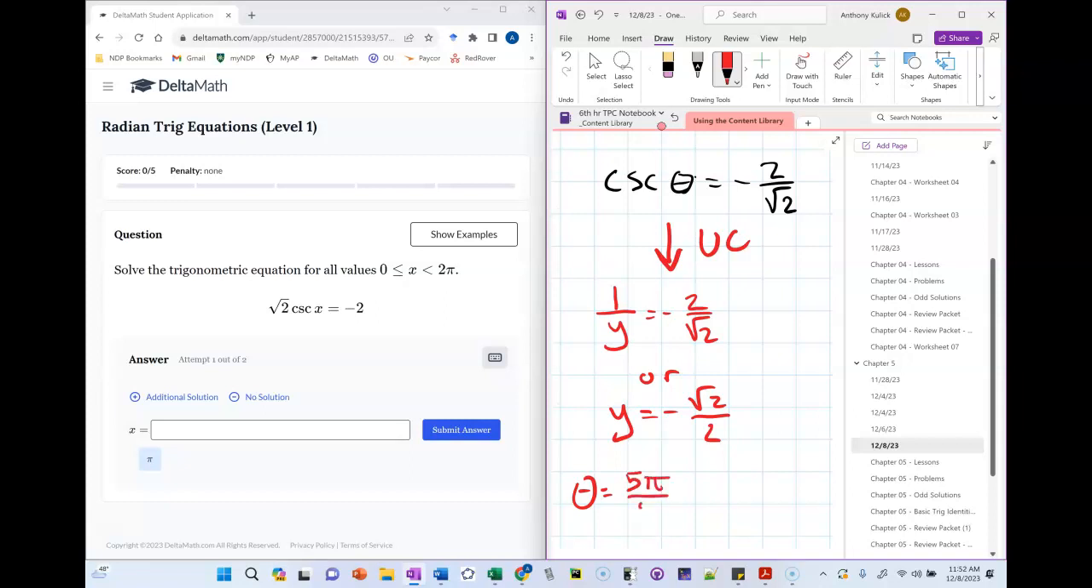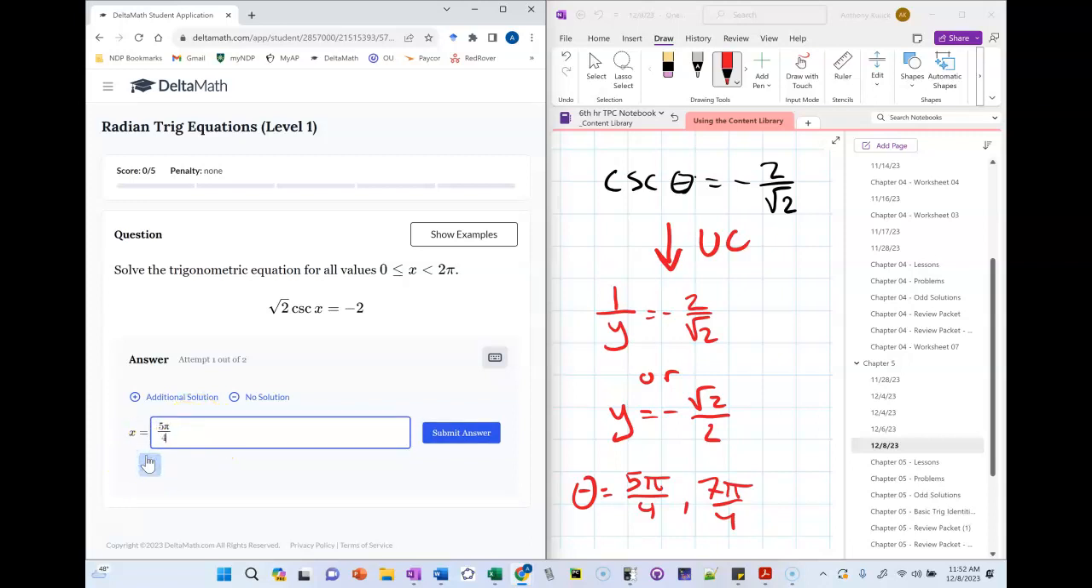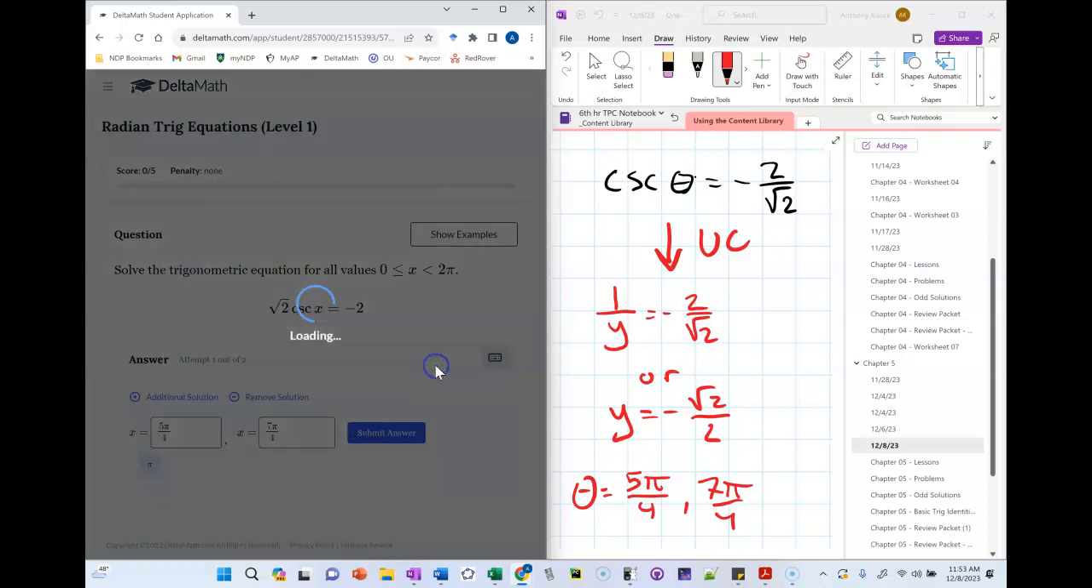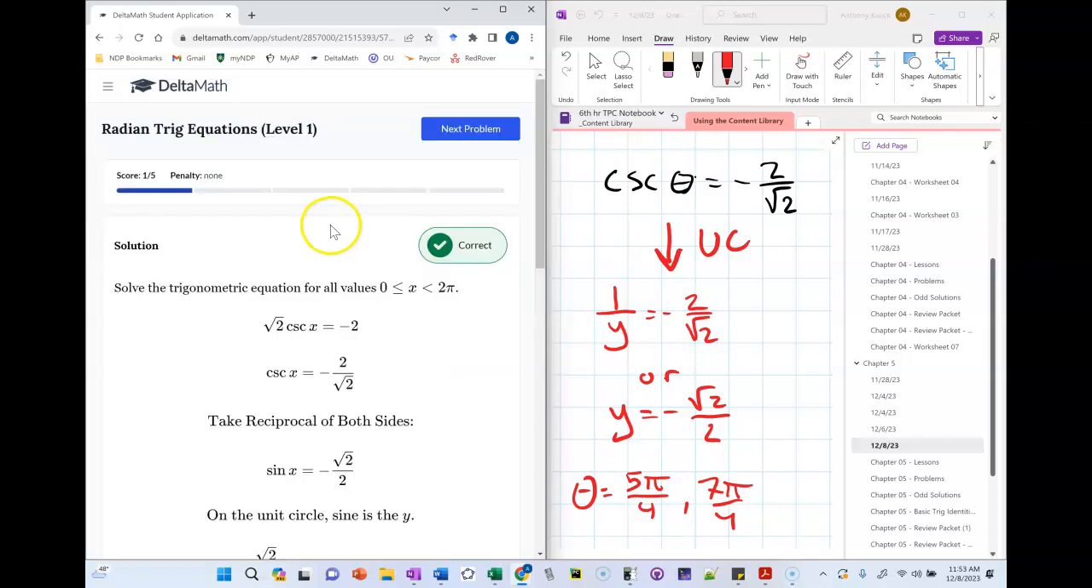5 pi over 4 and 7 pi over 4. So into my Delta Math, I'm going to do 5 pi over 4, and I'll hit a comma. It'll give me a space to put a second answer. Every time I press comma, it'll give me another space for an answer. So 5 pi over 4, 7 pi over 4, I hit yes. Those are my answers. And there's one down. You've got to do 5 of those.